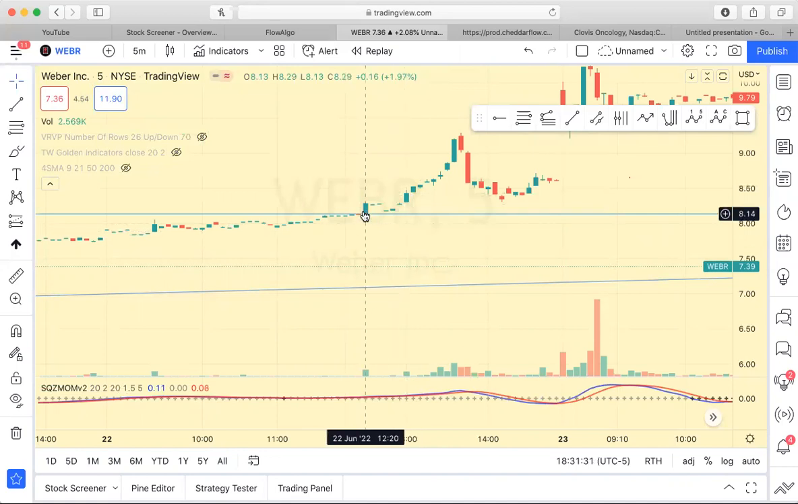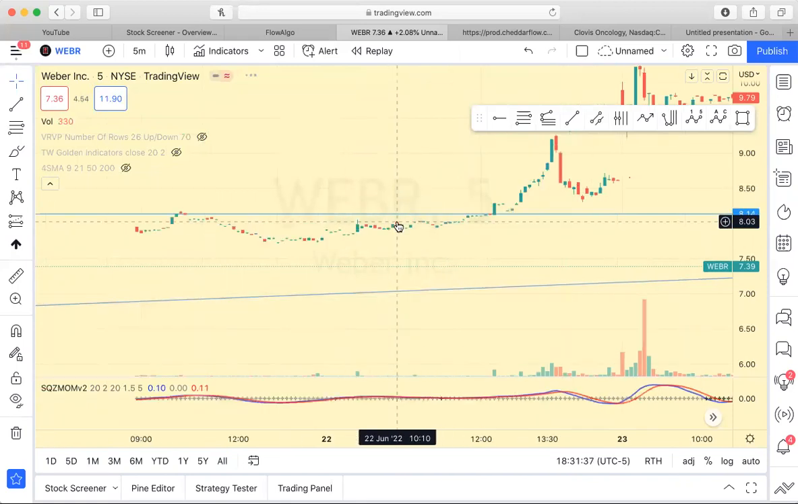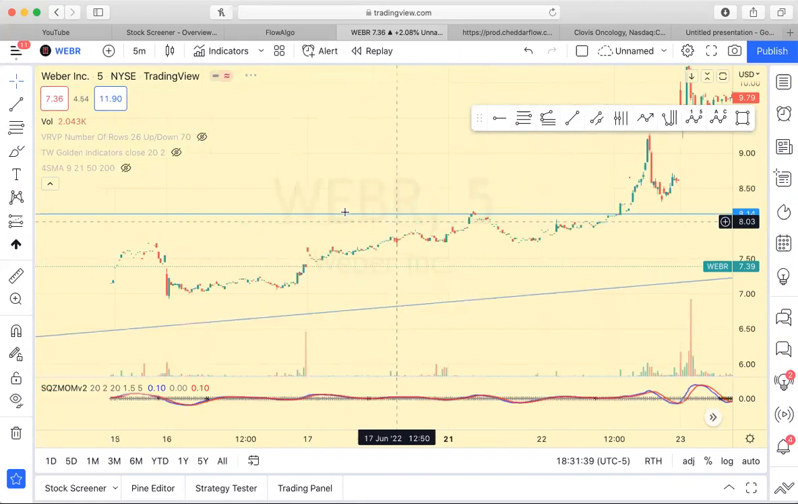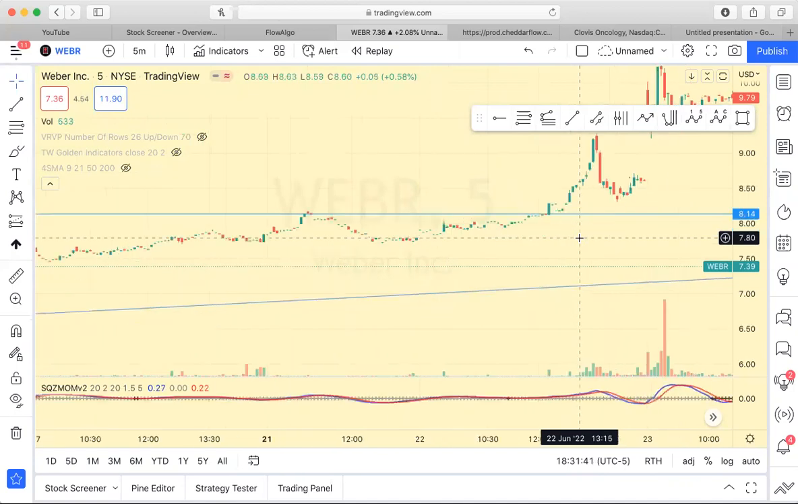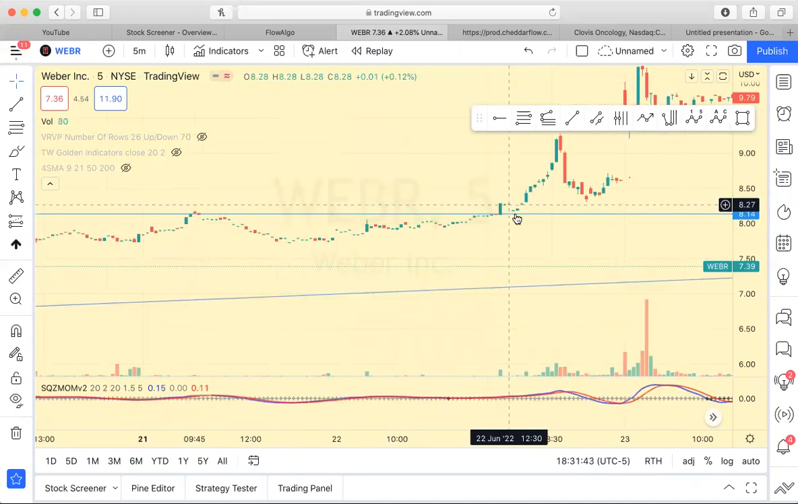Now it had a nice volume pop in the morning, right? It came down a little bit. So I was like, okay, we just broke above this key technical resistance level on that volume pop. It retested, it came back down. So we got in over here.